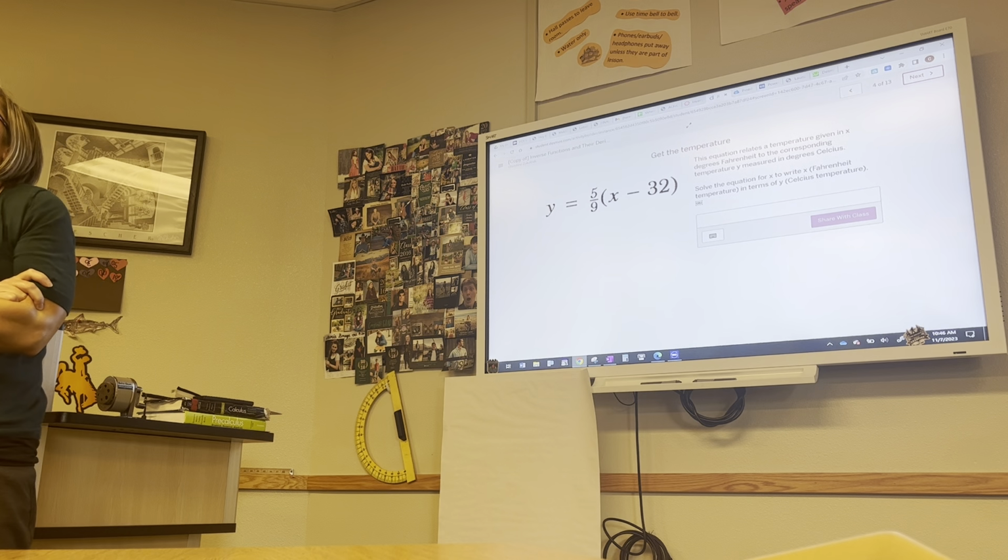Divide by 5/9. What's the same? What can we multiply by? 9/5. Good. So we're going to multiply both sides by 9/5. And so that gives us 9/5 y equals x minus 32. And then what? And then add 32 to the other side. So we have 9/5 y plus 32. And that is the way to calculate the other way.